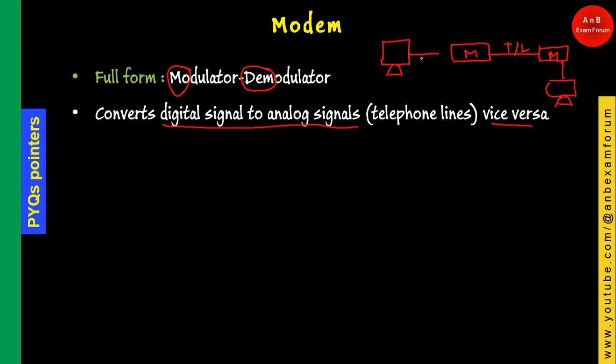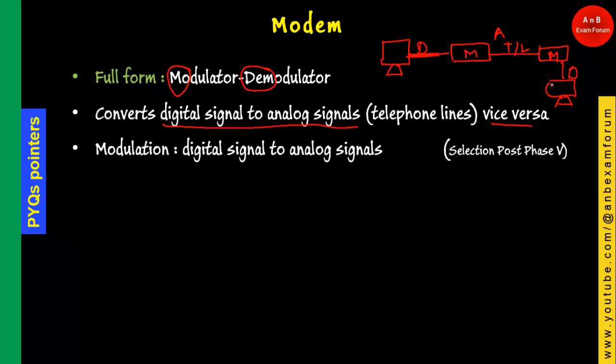Okay, so since this PC is going to generate digital signal, this digital signal will be passed to the modem. It will convert it into analog signal, because the telephone line is an analog device. It is going to carry only analog signal, and in analog form it will be transmitted over the telephone line. The other device connected to the modem will receive the analog data, and it will convert it to digital, since the PC is going to understand the digital part only.